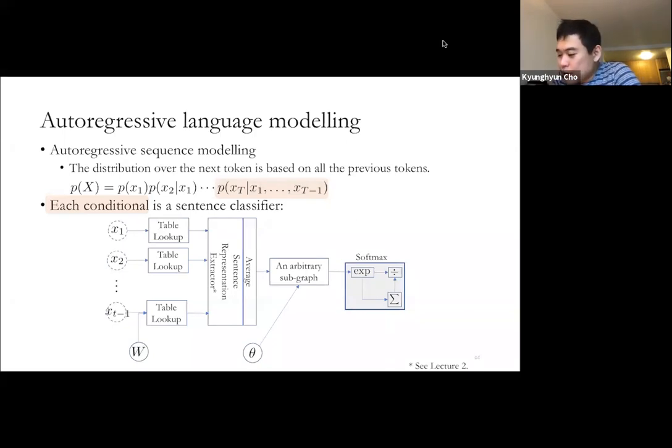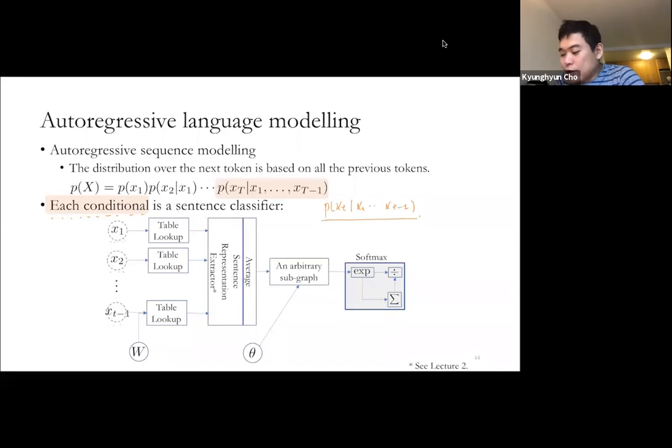For each conditional, we want to have a single sentence classifier, or the other way around, we want to have one sentence classifier that's going to work for any kind of conditional probability. The input is X1, X2, all the way to XT minus one. So we're going to consider computing the probability of XT given X1 all the way to XT minus one.